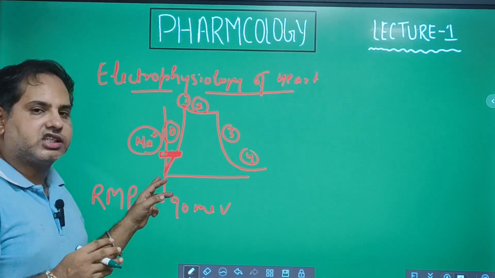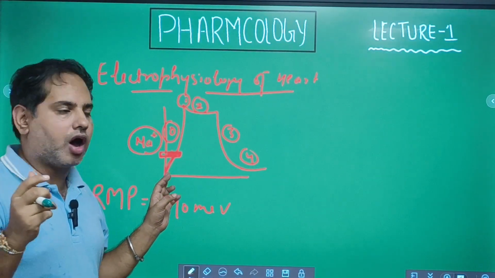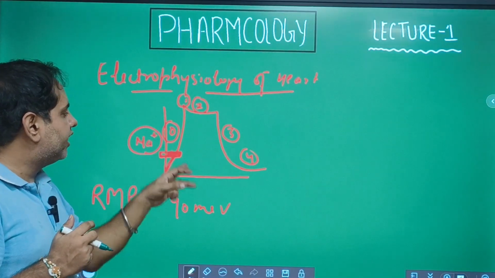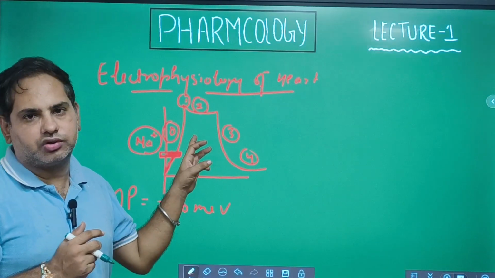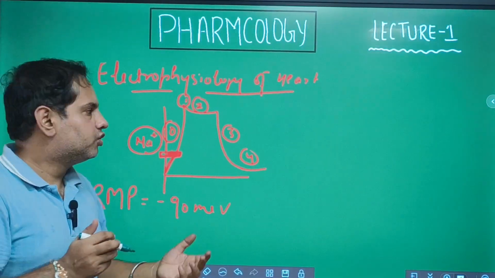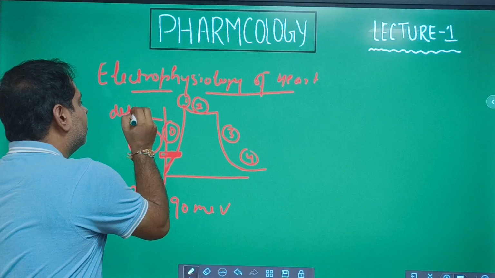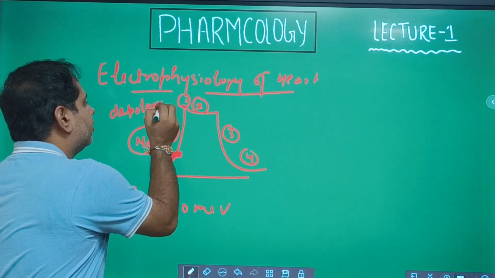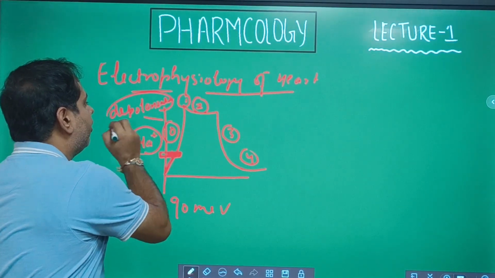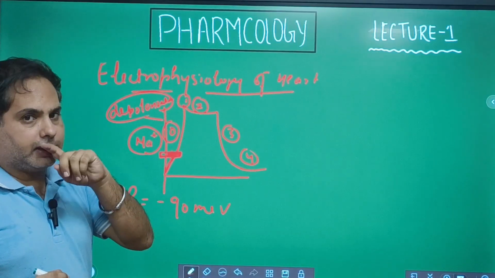Earlier I said that at the resting membrane potential our cell is negatively polarized. Now when movement of cations is happening, it results in a phenomenon that we call depolarization. So this is the depolarization phase. Depolarization, right?